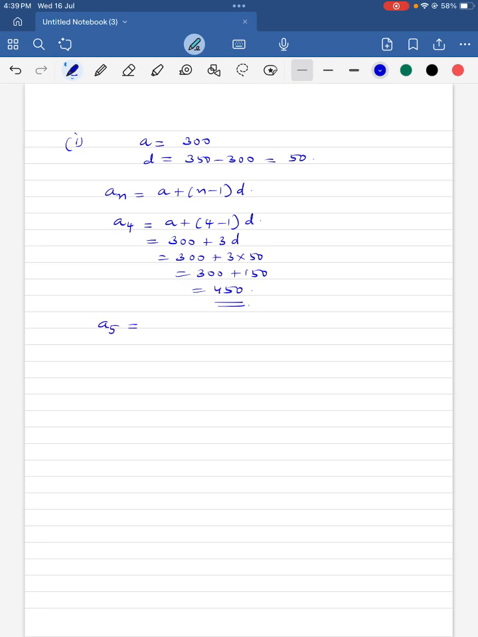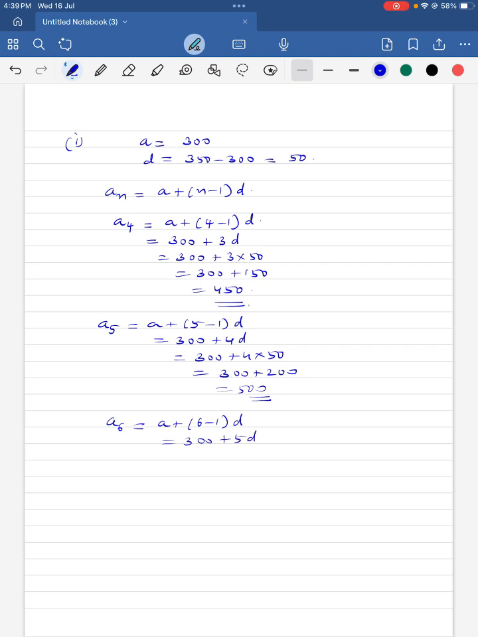Now the fifth term will be a plus 5 minus 1 times d, which is 300 plus 4d, which is equal to 300 plus 4 times 50, or 300 plus 200, which is equal to 500. Now the sixth term will be a plus 6 minus 1 into d, which is 300 plus 5d, and that's 300 plus 5 times 50, or 300 plus 250, which is 550.